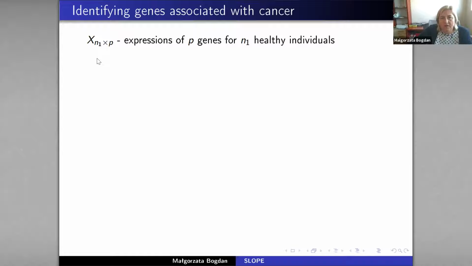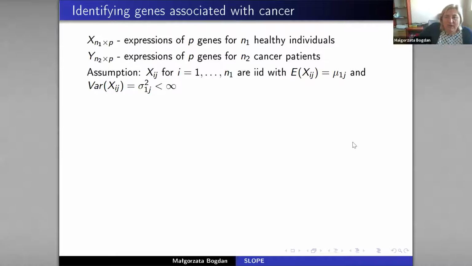So we have X matrix, we have N1 individuals which are healthy, and for each of them we measure expressions of P genes. Measuring expression of a gene is like measuring the amount of messenger RNA which the gene produces. And then we might have cancer patients, and for these cancer patients we also measure the expression of these P genes. What is the assumption which we are going to make in our statistical analysis?